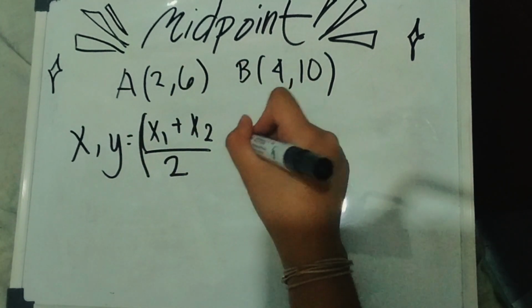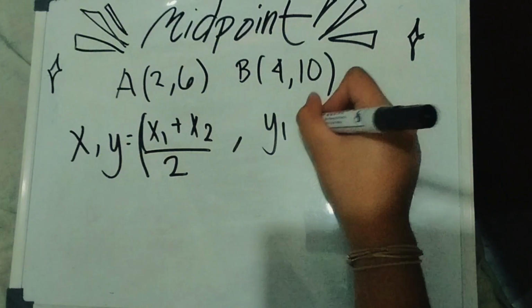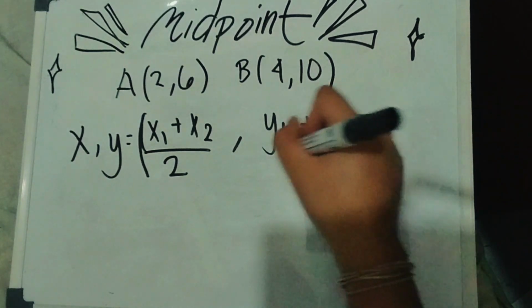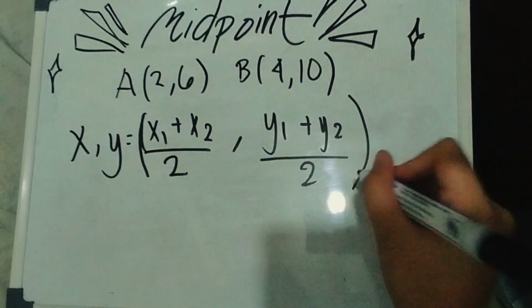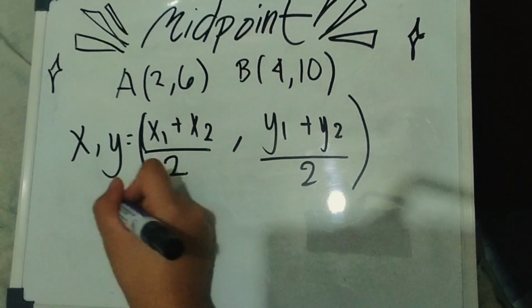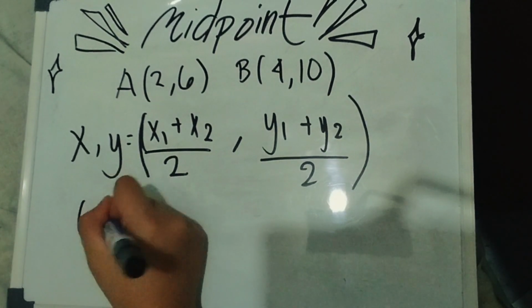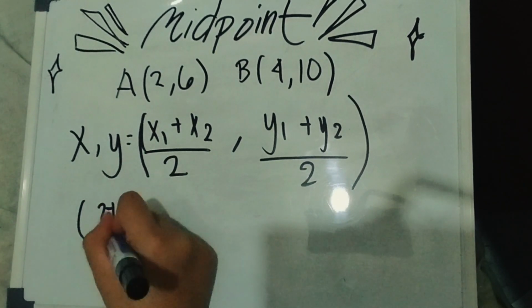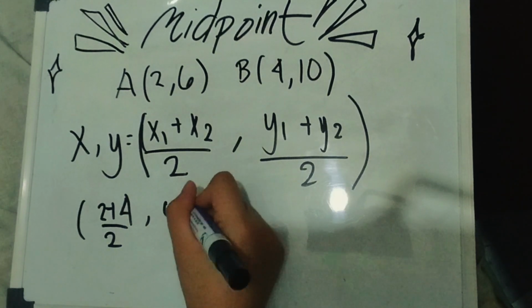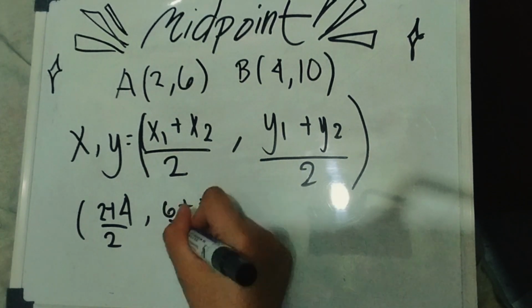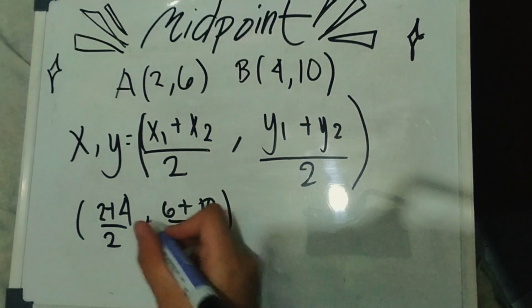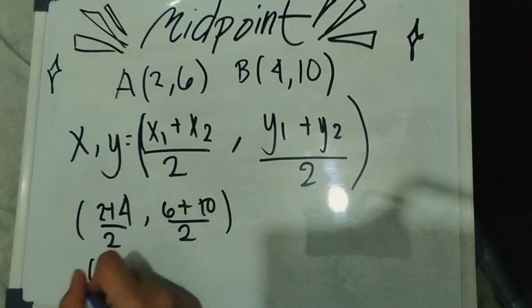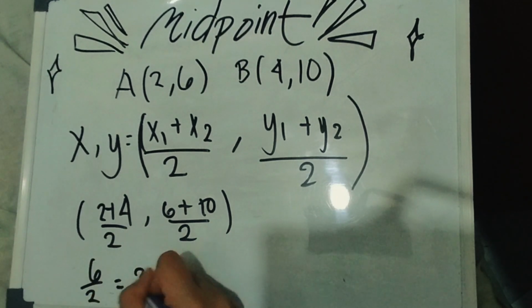Then, we add them up. 2 plus 4 is equal to 6 and 6 plus 10 is equal to 16. Next step is to divide them. 6 divided by 2 is equal to 3 and 16 divided by 2 is 8. Now, we have our midpoint. Our midpoint is 3 and 8.